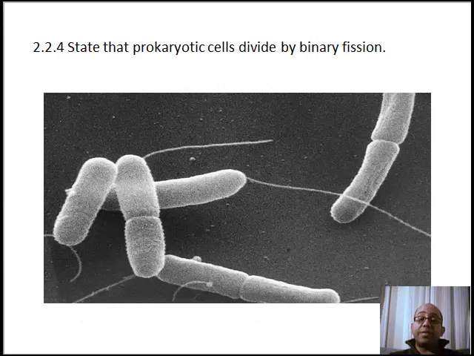In the last assessment statement for this section, it says, state that prokaryotic cells divide by binary fission. And binary fission is a process where the cell duplicates its DNA, copies it in two, and then each resulting cell gets a copy of its DNA, and then it cuts itself in half after it grows. So you have two cells that are smaller than the original cell, but they'll eventually grow and divide again.